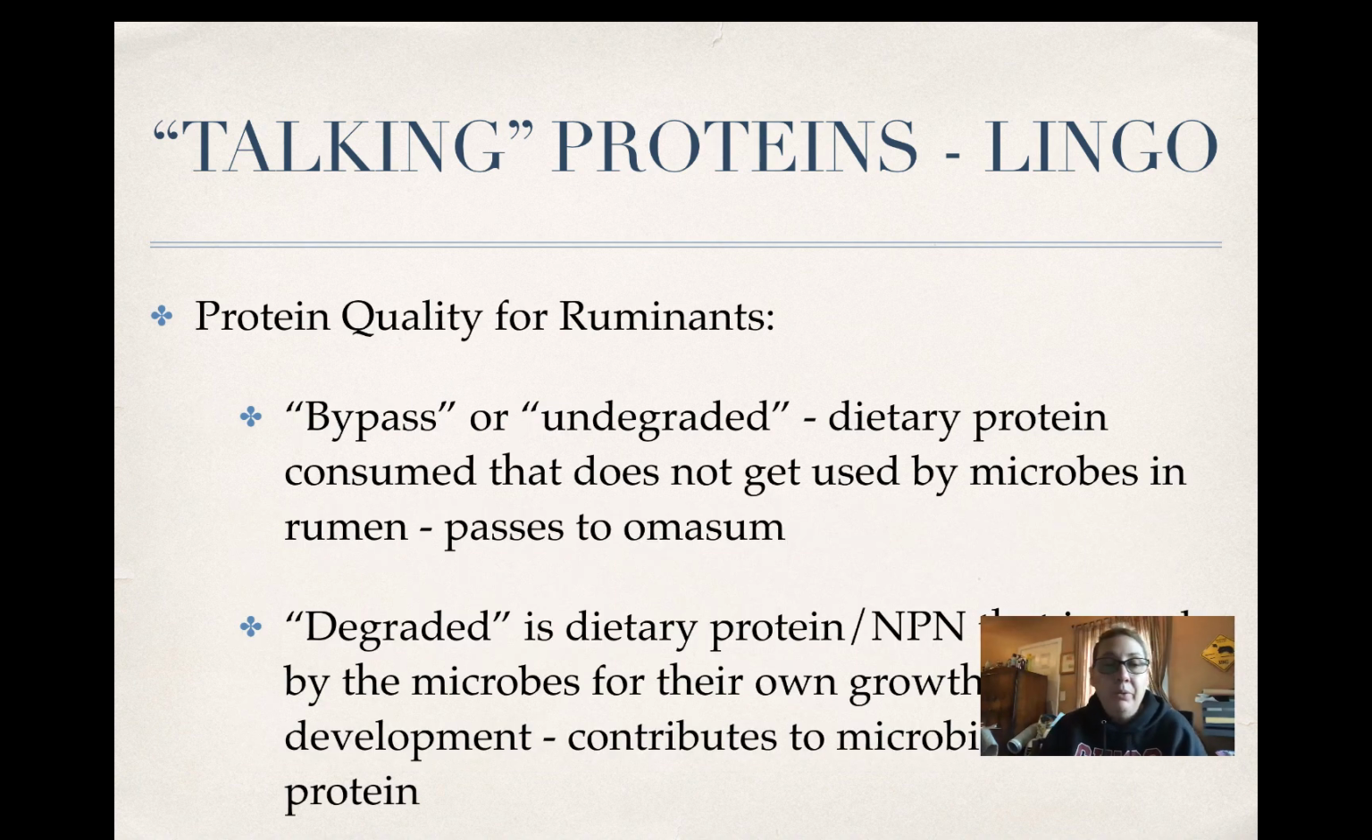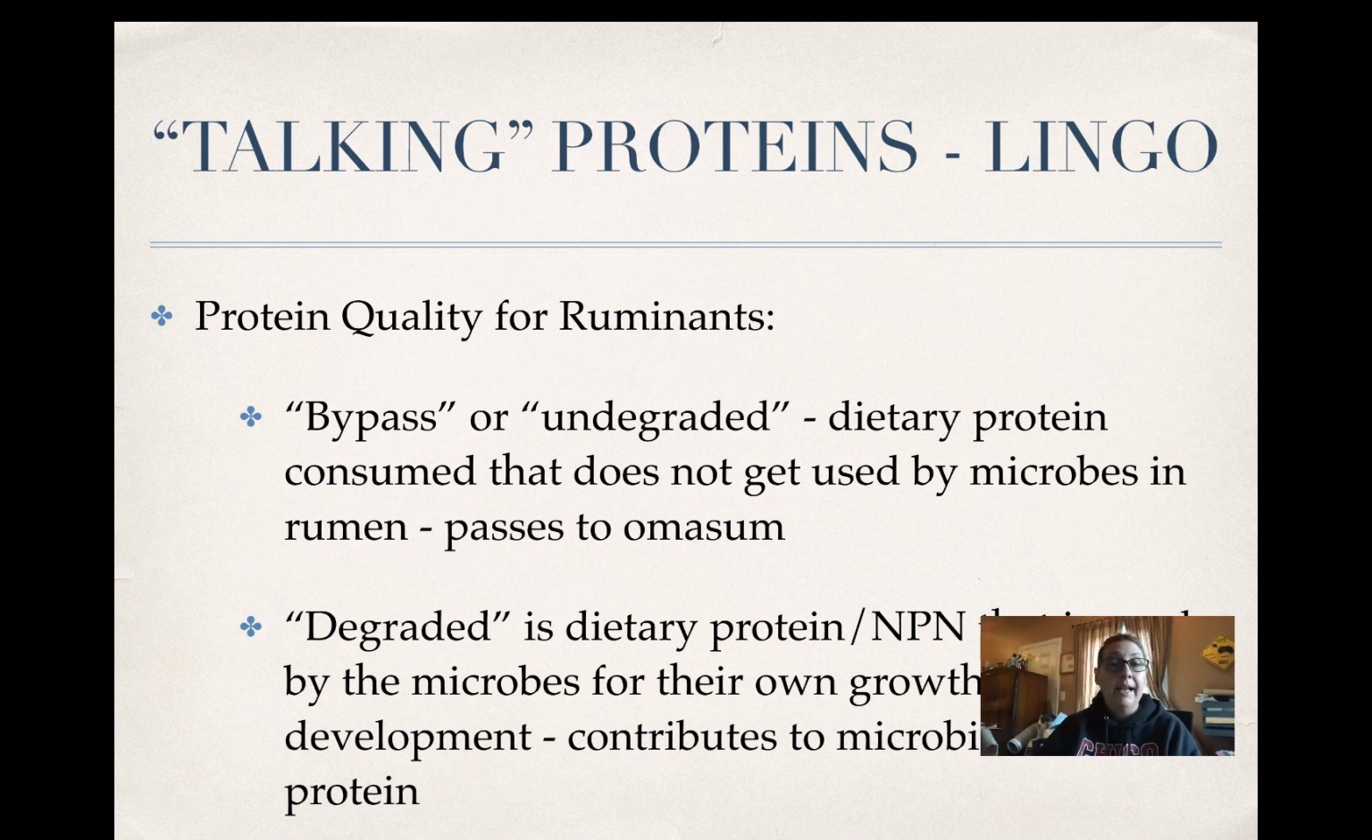When we talk about ruminants, they generally discuss things as one of two fates. It's either going to be undegraded in the rumen, or a bypass or escape protein, and that means the bugs don't use it. It's going to bypass, or not bypass the rumen, it has to go through the rumen, that's why we call it escape or undegraded. And so it's an undegraded protein that doesn't get used by the microbes, and it's going to pass to the omasum, the abomasum, and on to the small intestine.